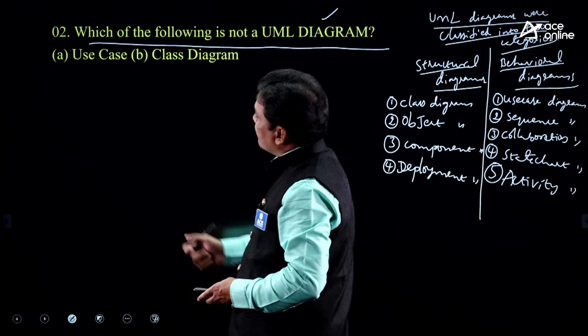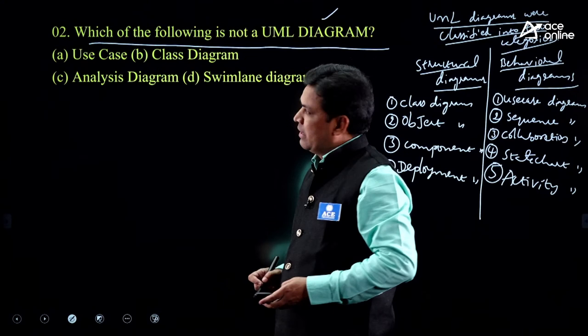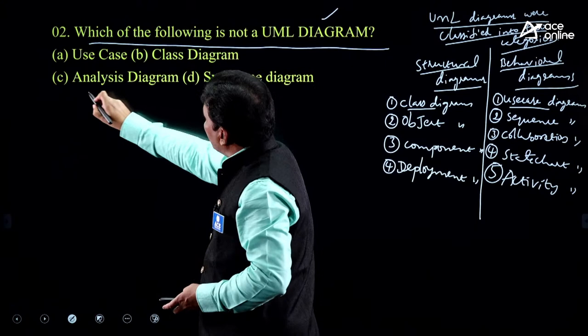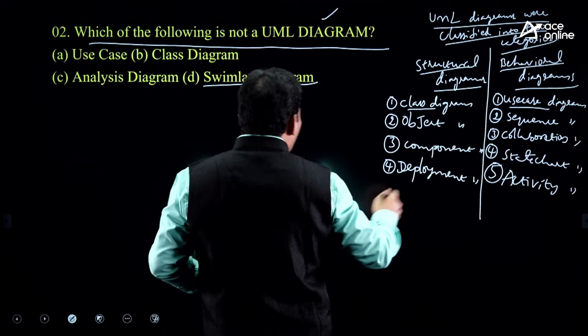Let's see the question. Which of the following is not a UML diagram? Now see the options here: use case diagram, class diagram, analysis diagram, swim lane diagram. Use case diagram, yes, it is a UML diagram. Class diagram, yes, it is a UML diagram. Coming to the analysis diagram, do we have an analysis diagram in these two categories? No. Coming to the swim lane diagram, observe here.